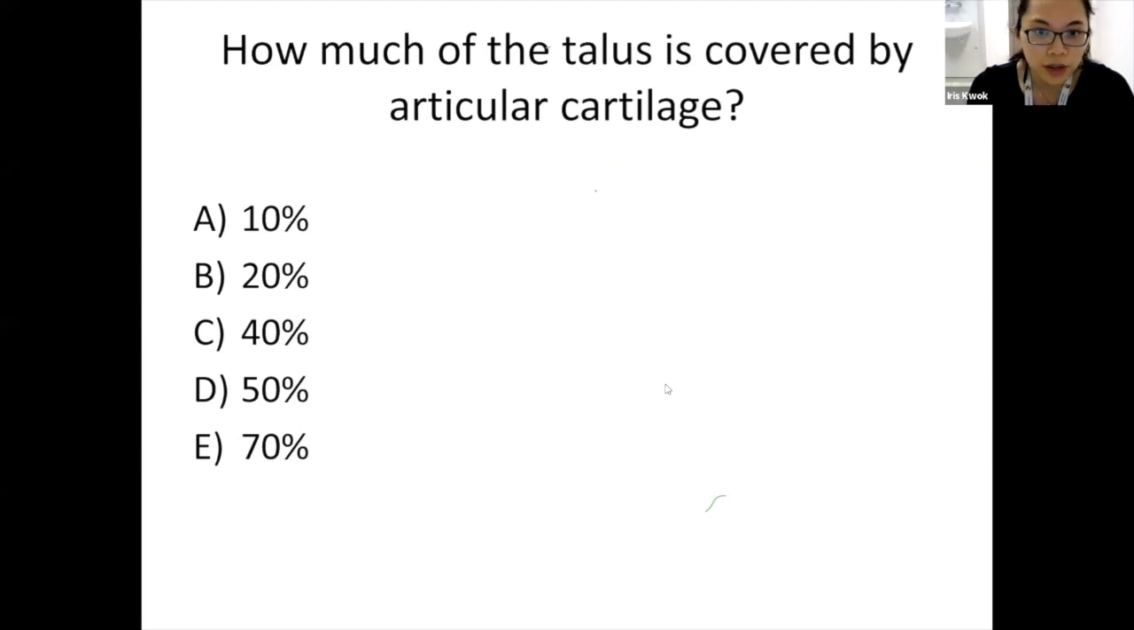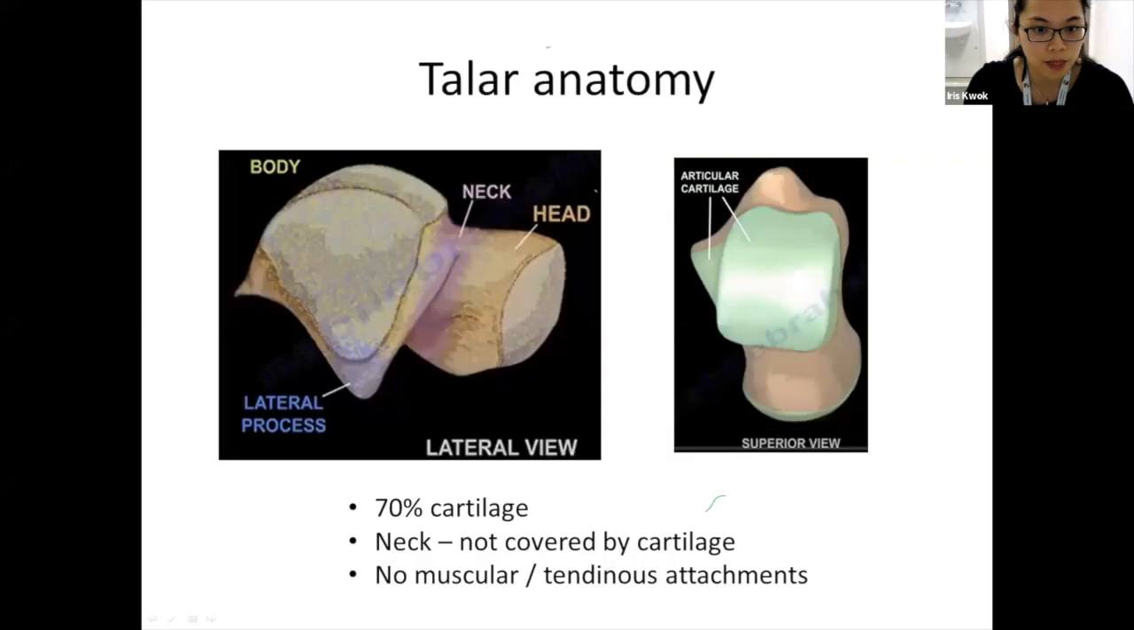It seems like most people do get the idea that a lot of it is covered by articular cartilage, and the correct answer is 70%. It's pretty impressive. Yes, 70% of the talus is covered by articular cartilage. The neck is the bit that's not covered by cartilage at all.